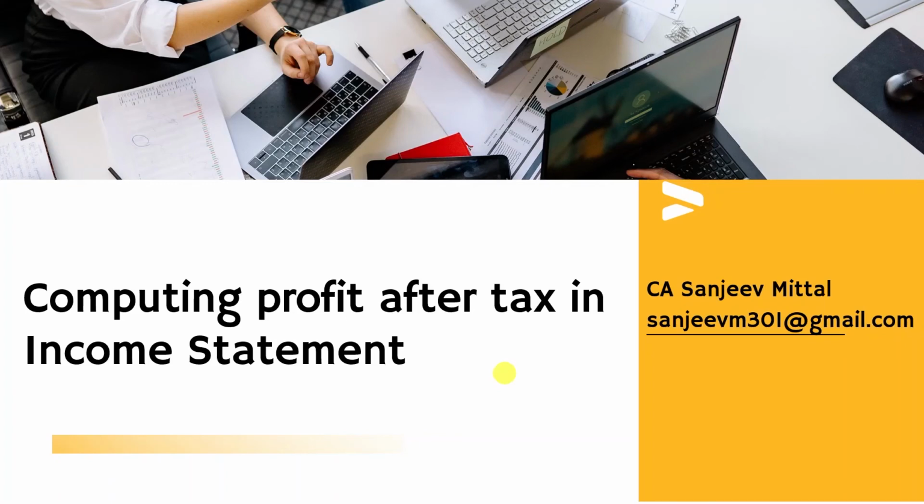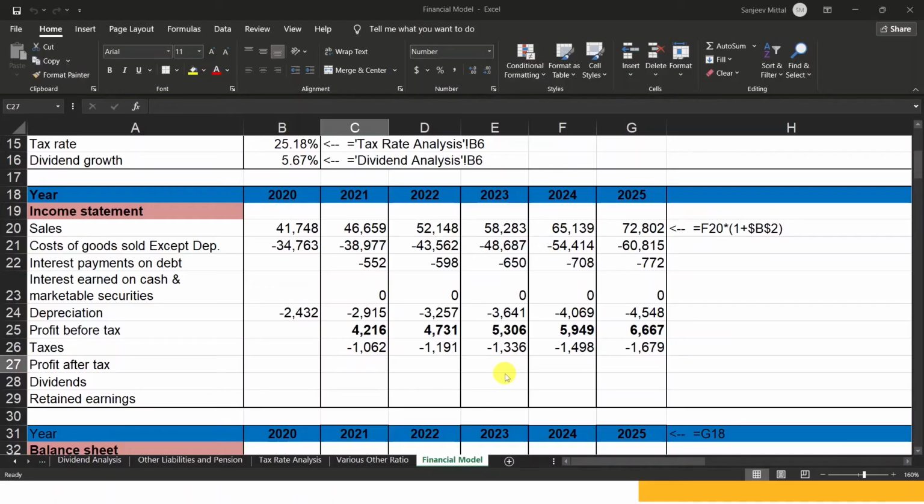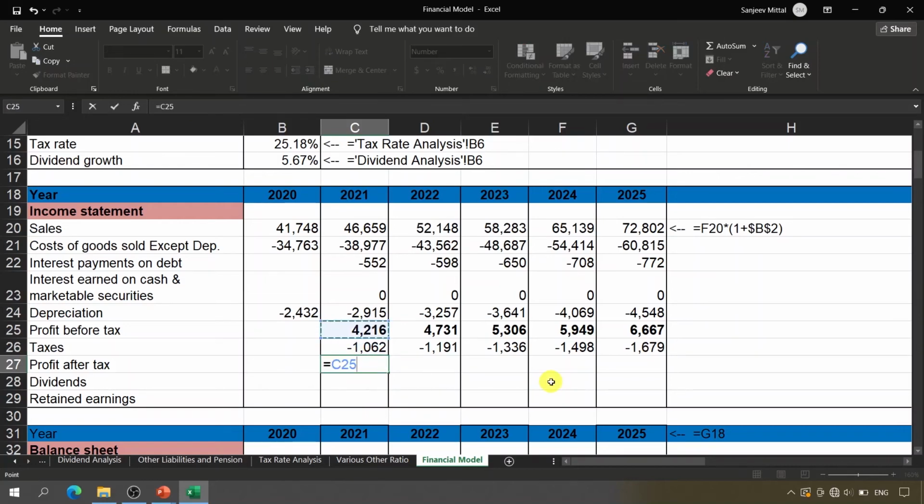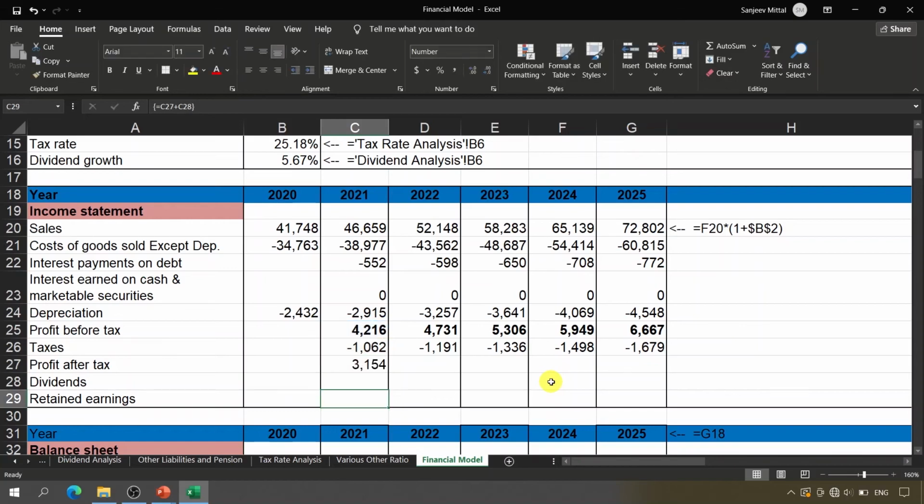Let's try to compute our profit after taxes in our income statement. For that particular purpose, we shall go to our Excel. We have already calculated our profit before tax for all the 5 years and our taxes also for all the 5 years. If we add both of these numbers, then we shall get our profit after tax. What do I mean by adding here? The number is already in minus, so the net effect of both of these numbers will be our profit after tax, which is 3154. We shall copy this number and paste to all the 5 years so that we will get our final profit after tax for all the 5 years.